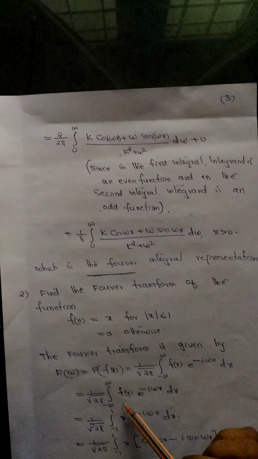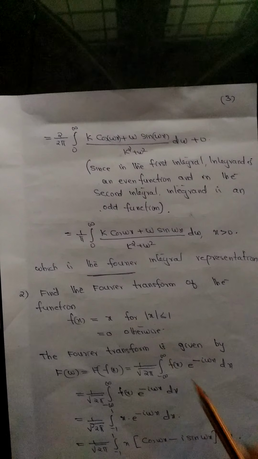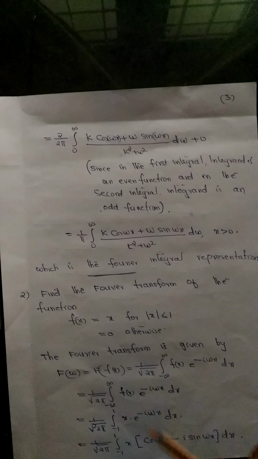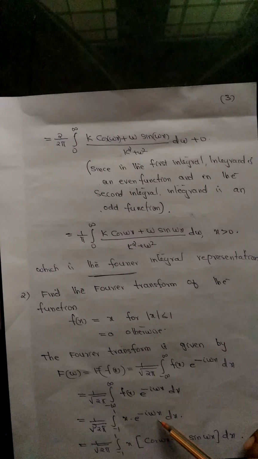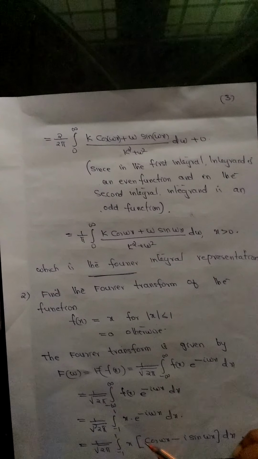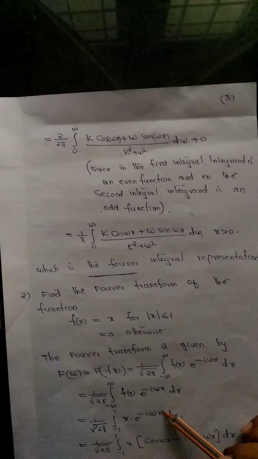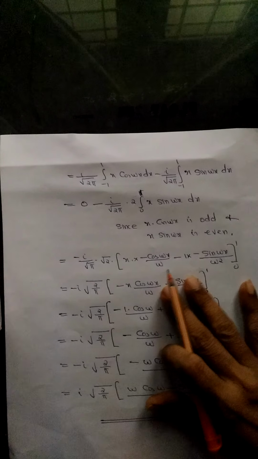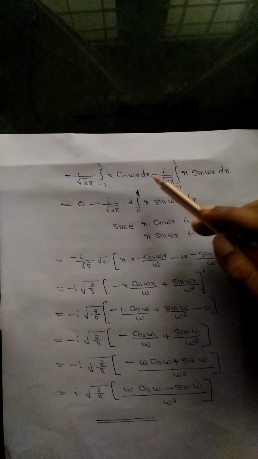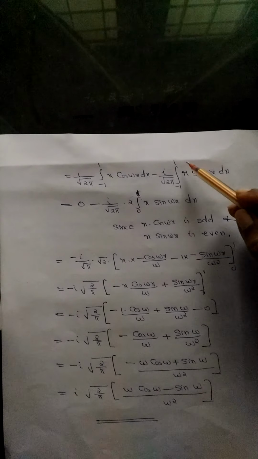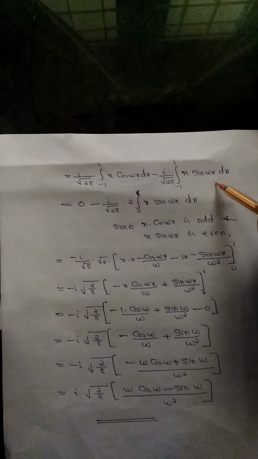So this equals 1 by root 2 pi integral, and here the limit is minus 1 to plus 1, of f of x, which is x, into e raised to minus i omega x dx. So this equals 1 by root 2 pi integral minus 1 to plus 1 of x into e raised to minus i omega x, which is cos omega x minus i sin omega x, into dx. So this is equal to 1 by root 2 pi integral minus 1 to plus 1 of x into cos omega x dx, minus i by root 2 pi integral minus 1 to plus 1 of x into sin omega x dx.